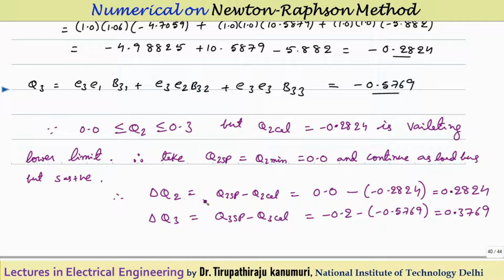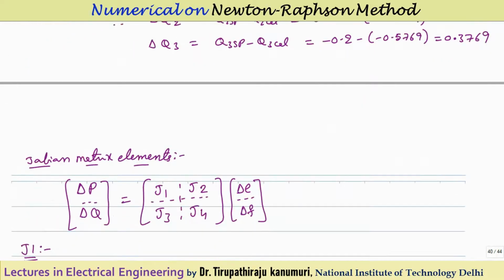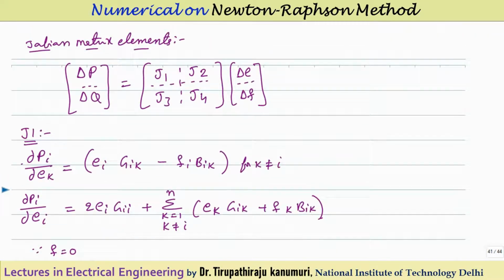So now delta Q2 I can calculate: Q2 specified minus Q2 calculated. Now Q2 specified will be 0 and Q2 calculated value is this one. And delta Q3 you will get similarly, because for Q3 there is no problem, since it is already mentioned, it is the PQ bus. So after that we have to calculate the Jacobian elements. The entire matrix will be in this form: delta P, delta Q will be J1, J2, J3, J4 multiplied by delta E and delta F. I want to calculate each of these Jacobian matrices.